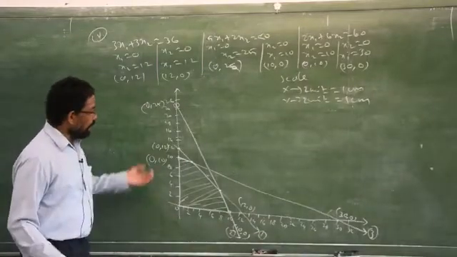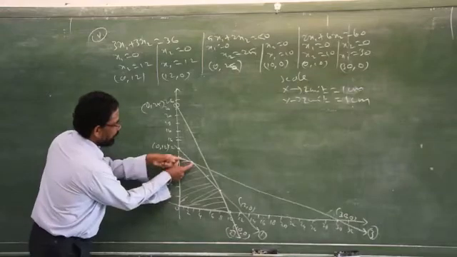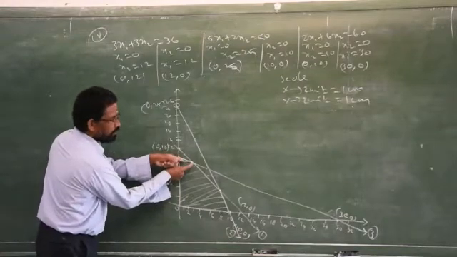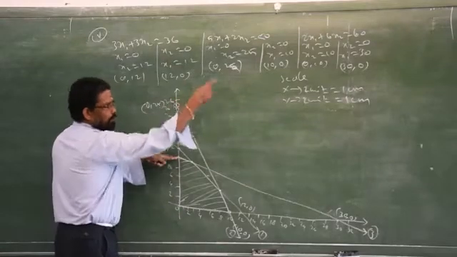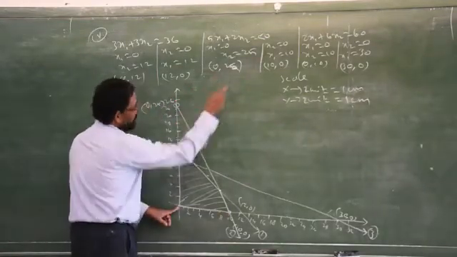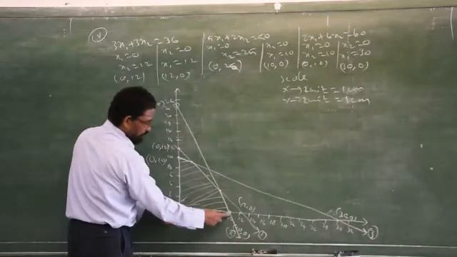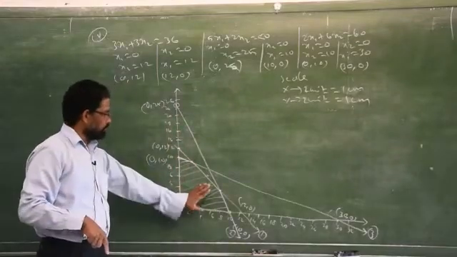You have to check after shading the part. Between the two edges, any straight line passing through? No. Between these two, any straight line passing? Out of these three constraints, any one passing between these two edges? No. Between these two, ensure. That is your feasible solution.